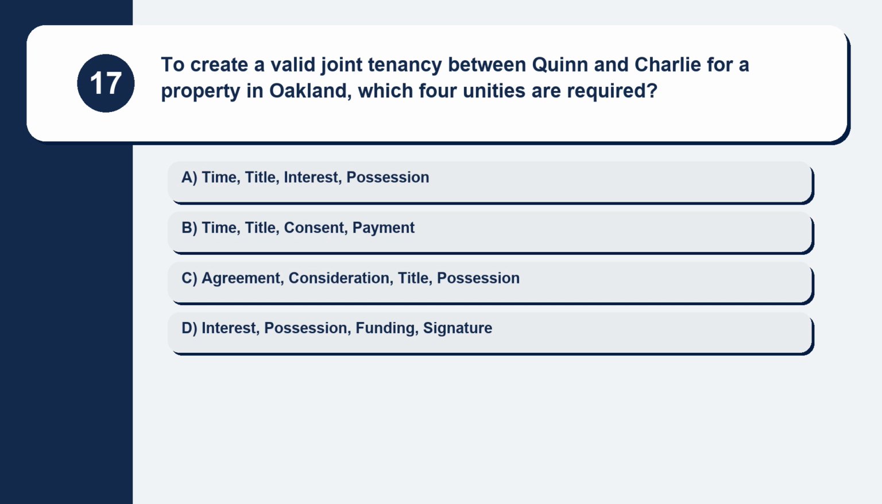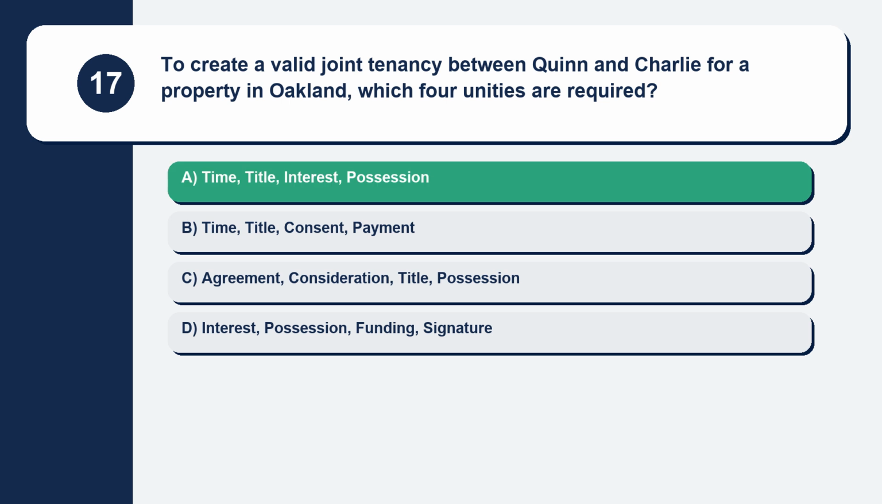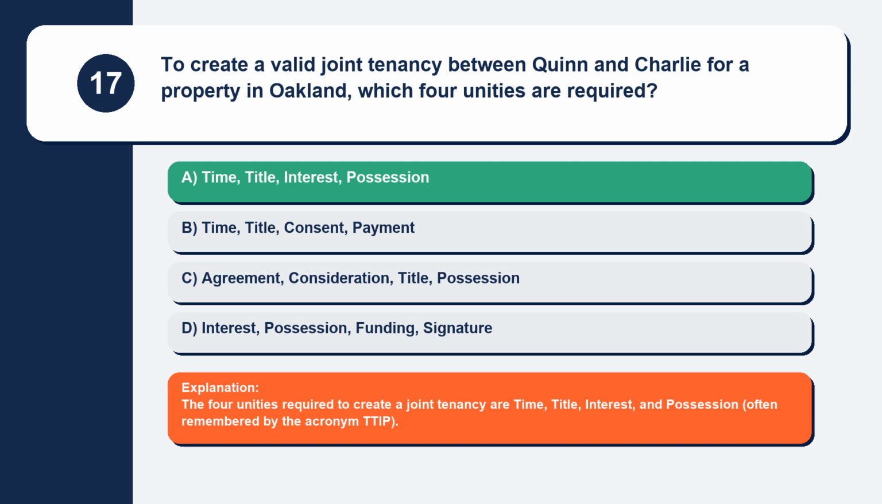Question 17. To create a valid joint tenancy between Quinn and Charlie for a property in Oakland, which 4 unities are required? Here are your options. Option A, time, title, interest, possession. Option B, time, title, consent, payment. Option C, agreement, consideration, title, possession. Option D, interest, possession, funding, signature. The correct answer is option A, time, title, interest, possession. Explanation. The four unities required to create a joint tenancy are time, title, interest, and possession, often remembered by the acronym TTIP.